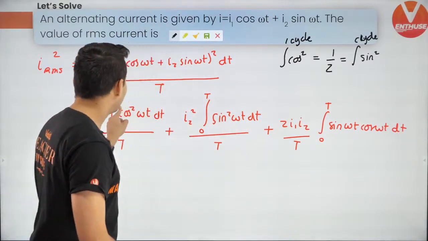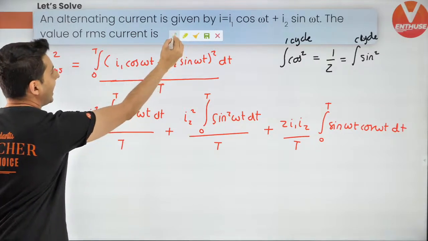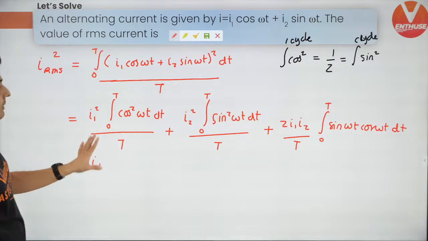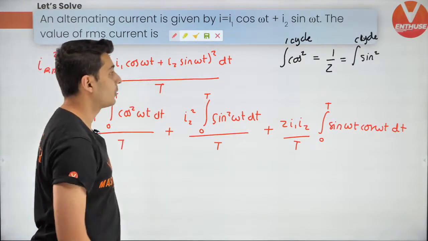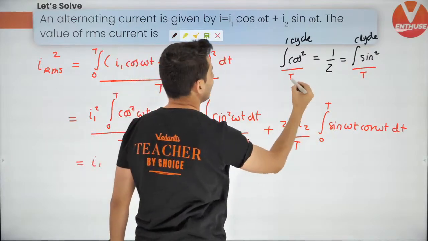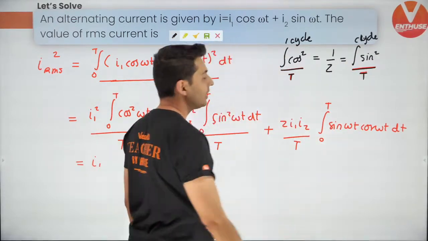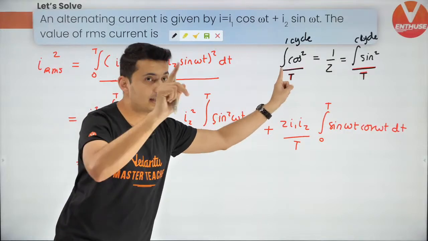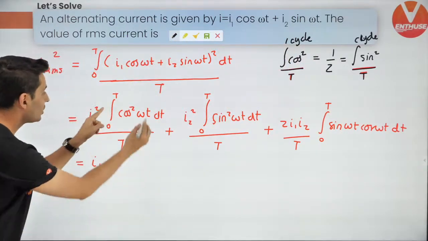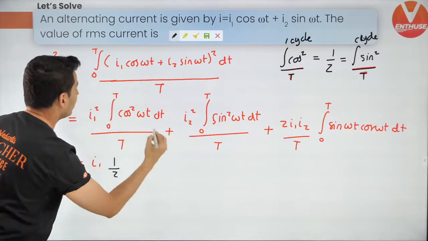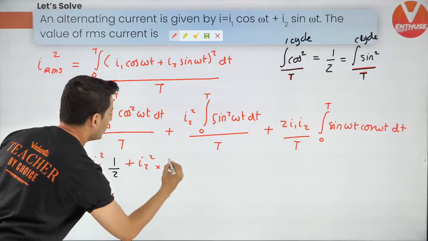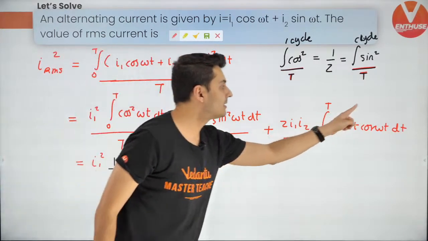So the thing is, just substitute this value. Over one time period, sorry, I missed that T over there, divided by that time period. So the value of the entire integration over one time period, that's why I put per cycle, is exactly half. So this whole value is basically half, and this whole value is also half. So it will be I2 square into half. Now the only thing remaining is this part.